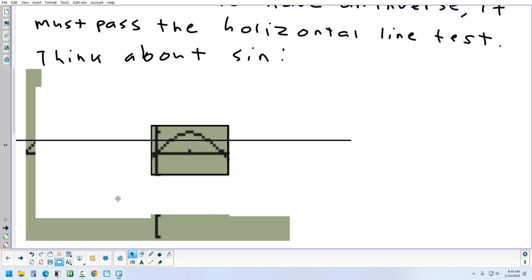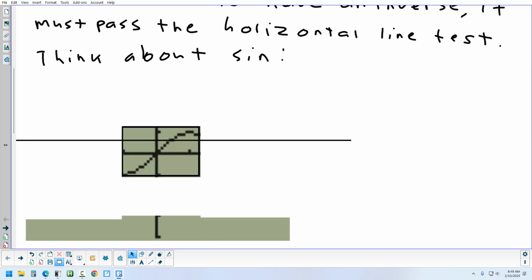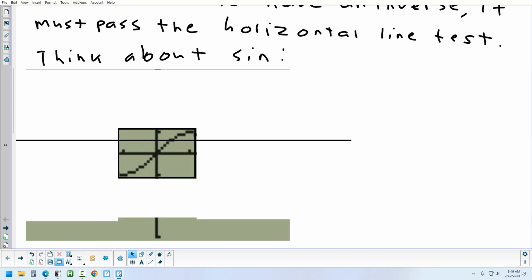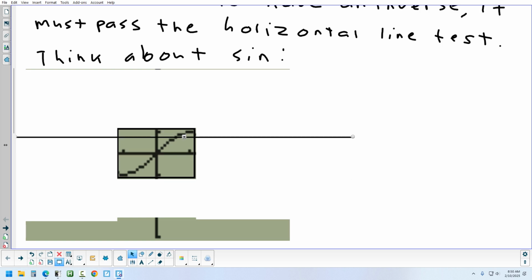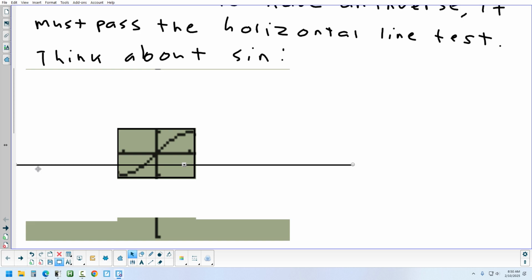Does that section pass the horizontal line test? No. Okay, so let's keep going. Let's slide it a little more this way. How about that section right there? Yeah. No matter where you put the horizontal line in that section, it will only hit the graph one time. I know it starts to look a little flat, it's just because the graph is blocking. But it only hits it one time.